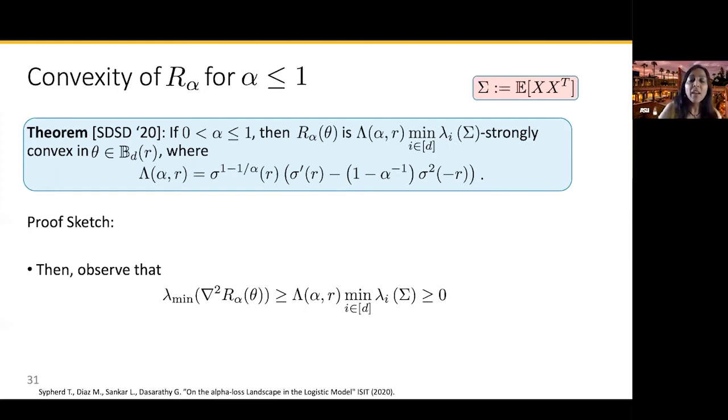So just like in the scalar setting, you know that something is convex when the second derivative is positive, and it's strongly convex if you can lower bound that. In the general setting, you have to lower bound the minimum eigenvalue of the Hessian. And that's what we can do by assuming something about the distribution of the data.